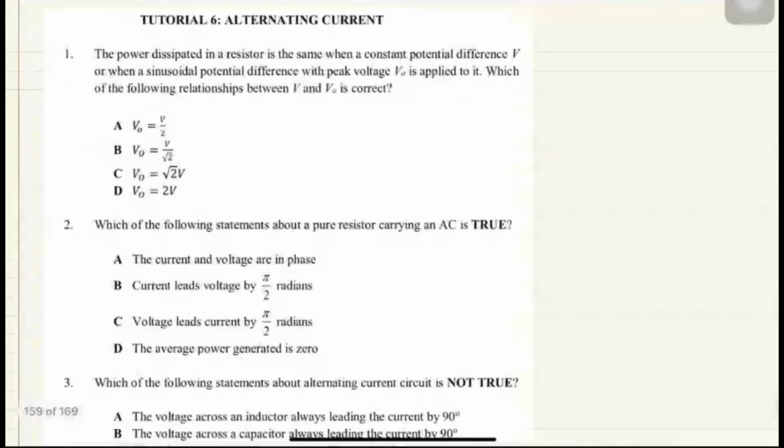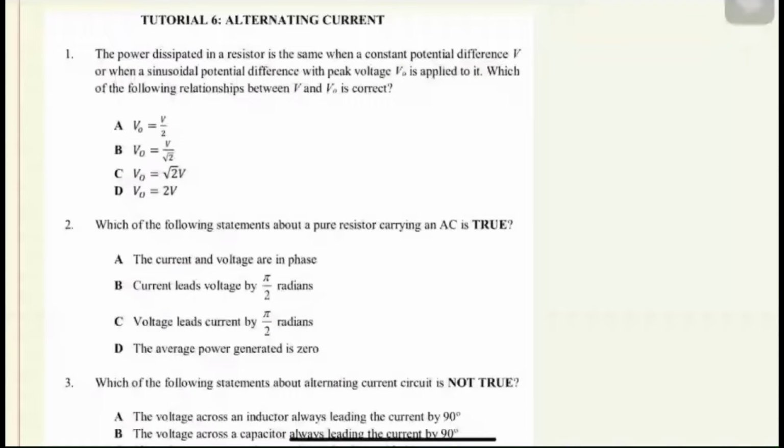Good. So question number 1. Okay. It says, for the objective, the power dissipated in a resistor is the same when a constant potential difference V or when a sinusoidal potential difference with voltage V0 is applied to it. Which of the following relationships between V and V0 is correct?